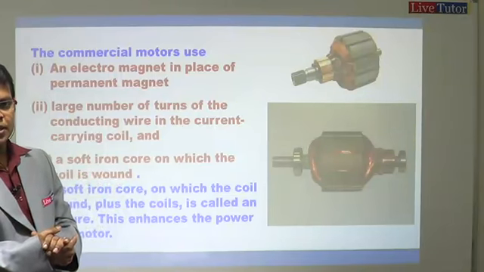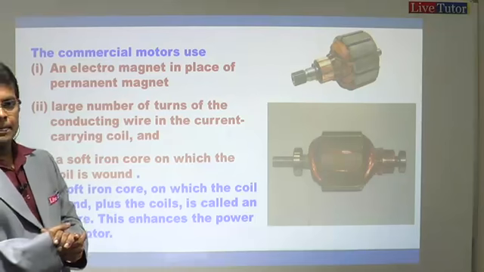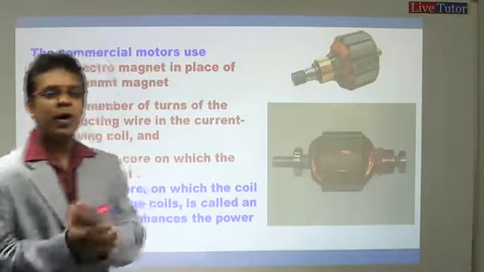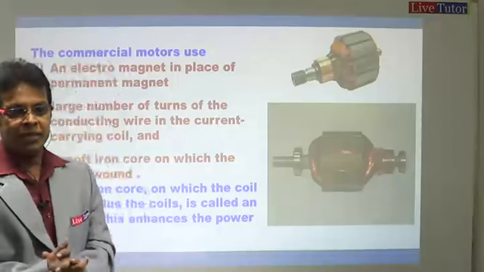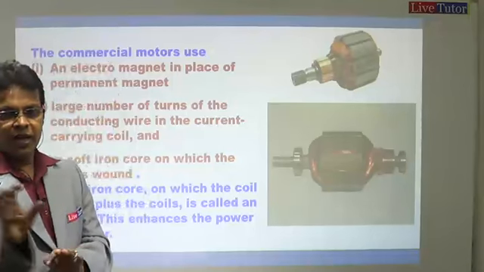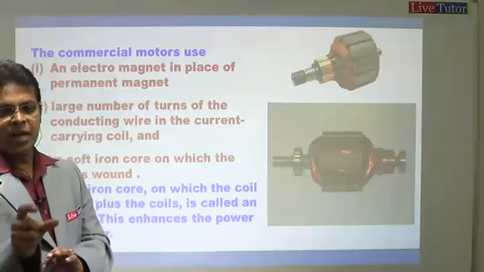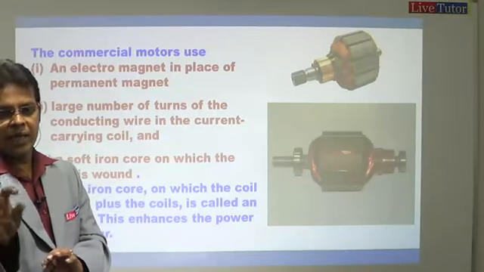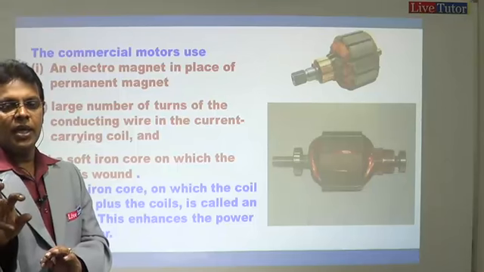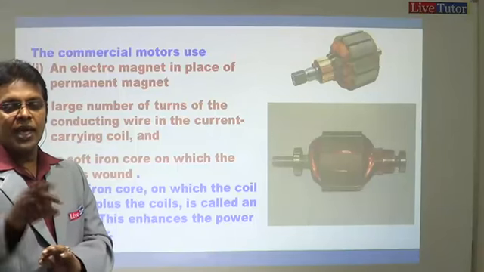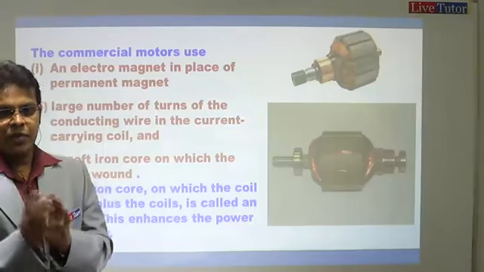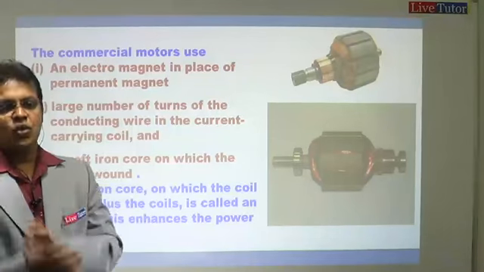Yes? An electromagnet will be more powerful than a permanent magnet. You remember that. The ordinary magnet is called the permanent magnet, the bar magnet or any magnetic metal. They are somewhat weaker. When you are using an electromagnet, it will have more power. That is why the commercial motors will have an electromagnet.